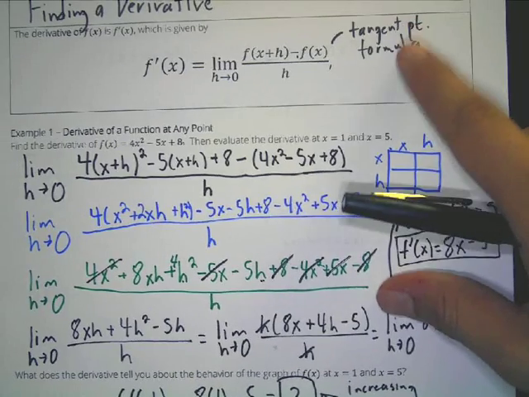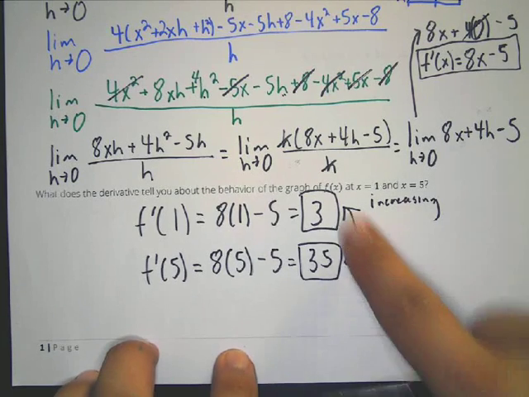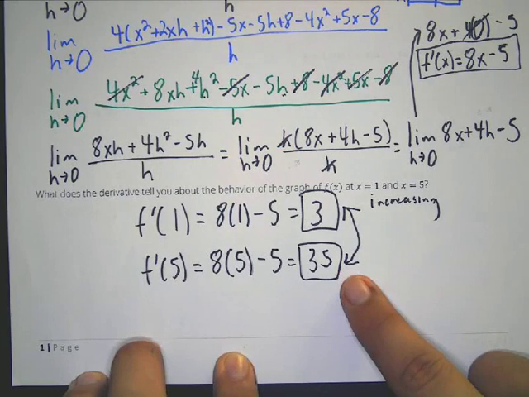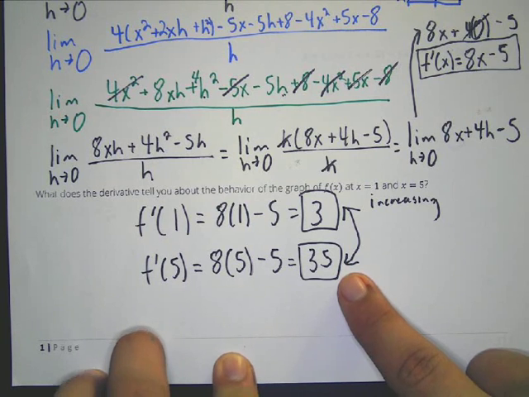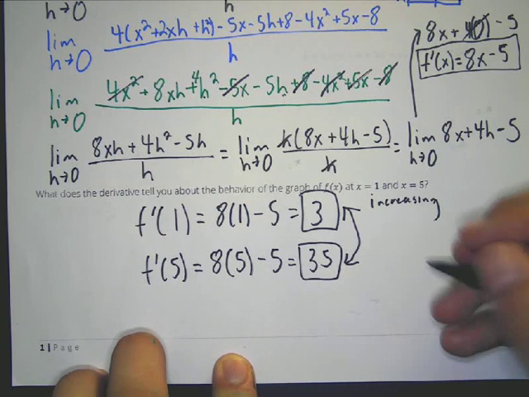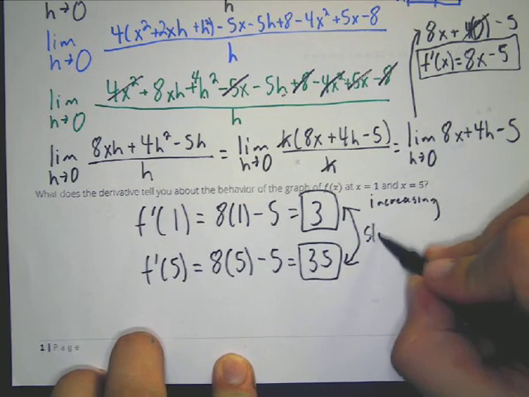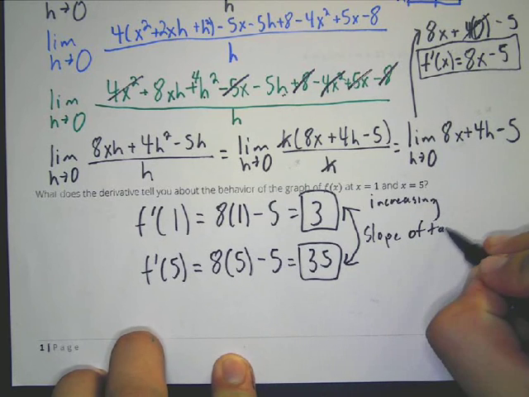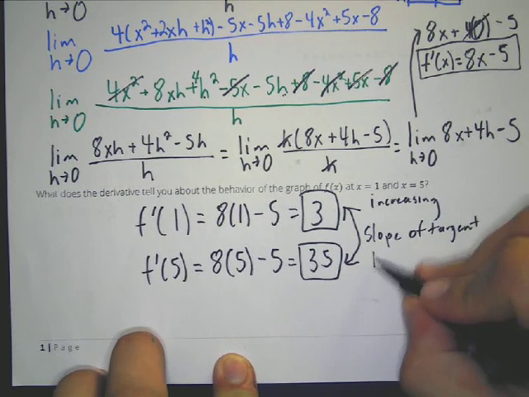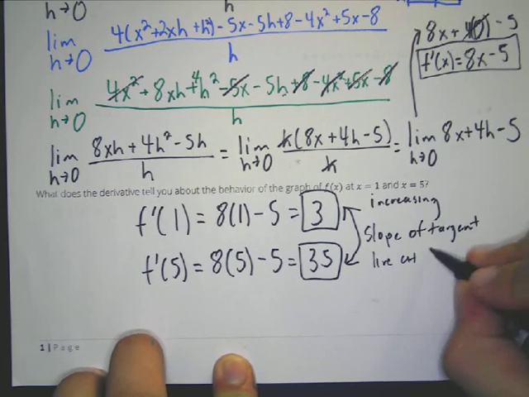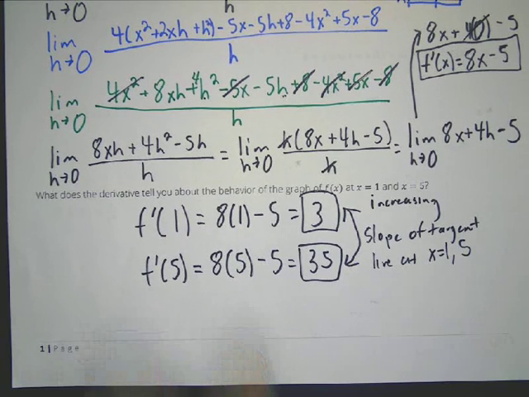Second point is that, remember, this derivative gives us the tangent point formula. So this actually gives us the blank at that point. Starts with an S. Slope. Good. So this is the slope of the tangent line at x equals 1 and 5. So it's the slope of the tangent line at 1 and 5. Good. So any questions there?